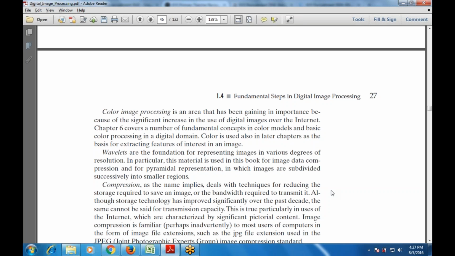This material is used for image data compression and also for representation, where the image is divided into multiple small regions that are representable in the program.